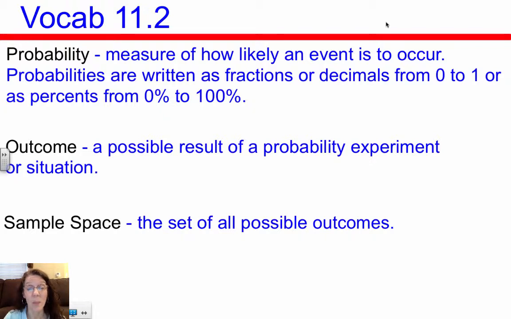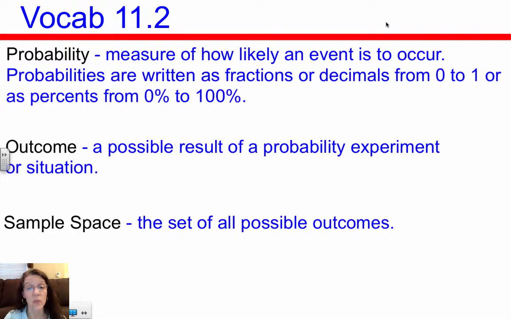An outcome is a possible result of a probability experiment or a situation. For example, rolling a 1 on a dice would be an outcome. It's a possible result that you can get when you roll a dice. Flipping a head would be an outcome.